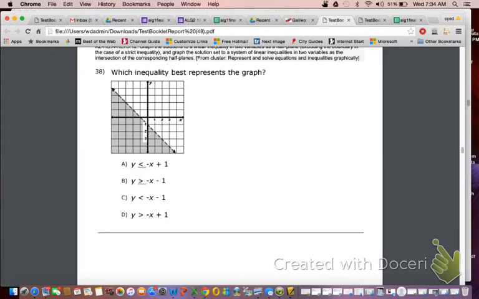38 is, so first of all, it has to be a dashed line, so it can't be that or that. And then the y-intercept is clearly negative 1, so it just has to be that. I mean, that's clearly using the multiple choice to your advantage, but it makes sense. I mean, that should not be a hard problem.